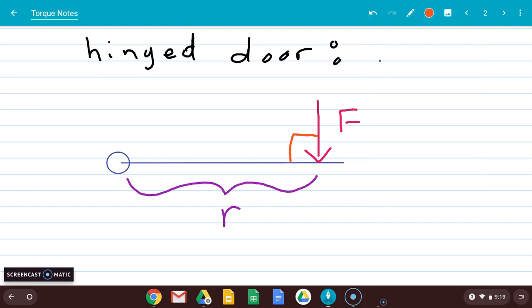Now, sometimes, though, maybe you're trying to rotate something and you're in a tight spot or can't position yourself accordingly.